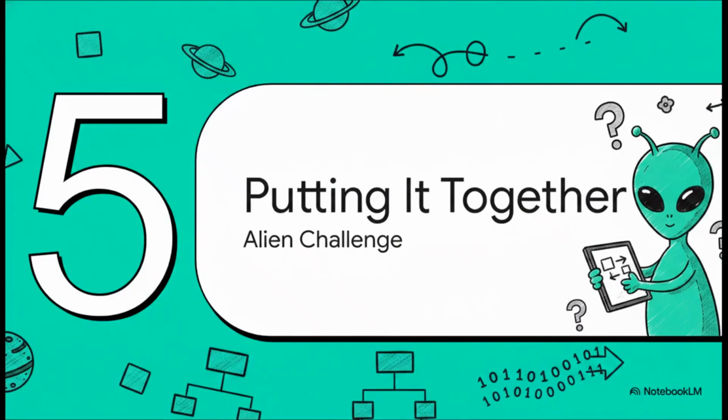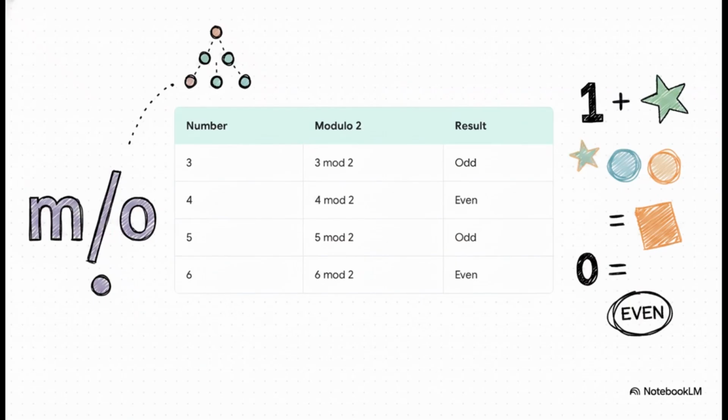Which leads us nicely into Section 5, putting it all together. Solving the alien challenge. Let's test everything we've learned today. Imagine an alien lands on Earth, right? And they challenge you to write a program that checks if any given number is even or odd.